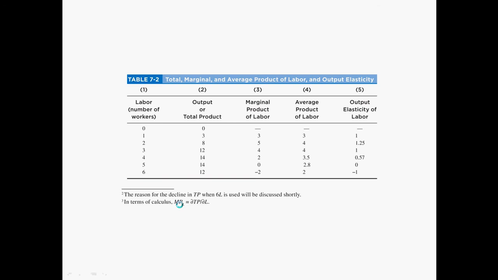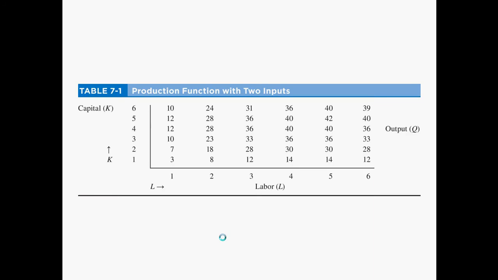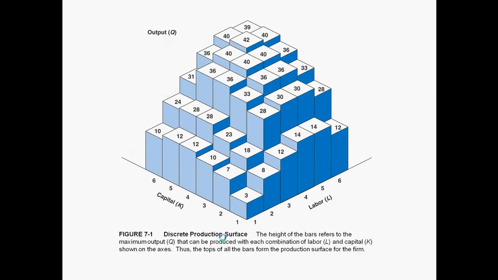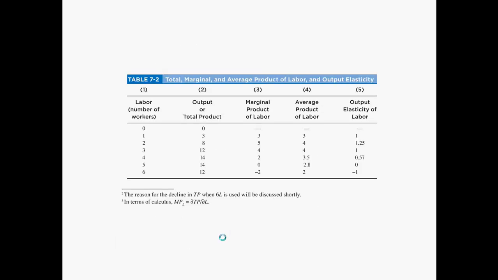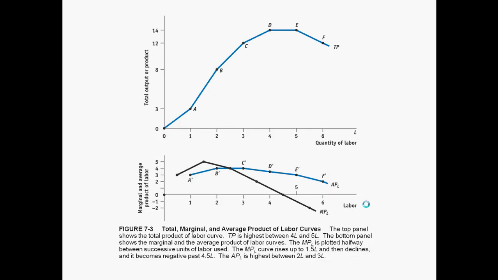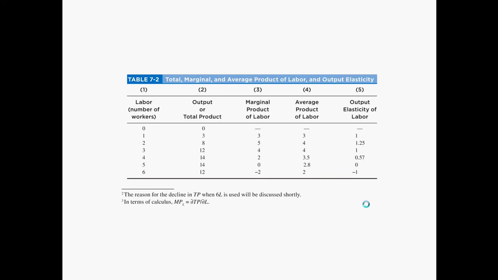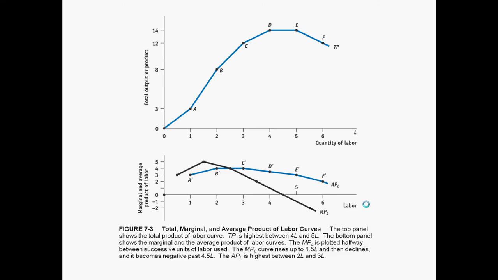Okay, so this puts it all in a table, and we're assuming a certain quantity of capital. I guess we're assuming capital is 1, and at that level of capital, this tells you how much you can produce for these numbers of workers. That tells you the marginal product of labor, average product, and the output elasticity of labor. Percentage increase in output for a percentage increase in labor.